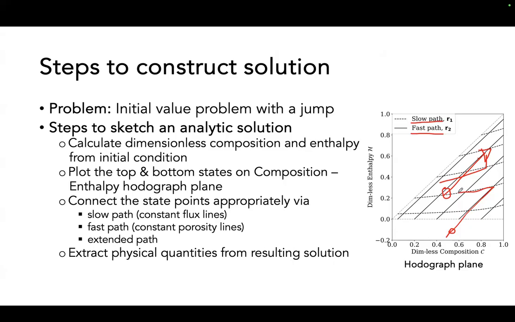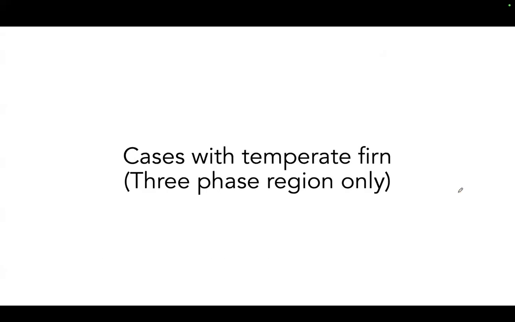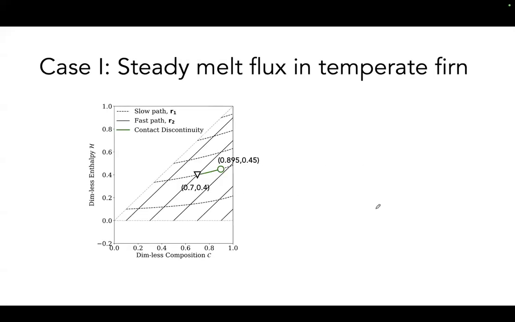Let's begin this with a simple case. The case where the Firn is temperate. So it's equivalent to temperate soil, if taken at face value. We call it three-phase region. So the first case is of steady melt water flux in temperate Firn.